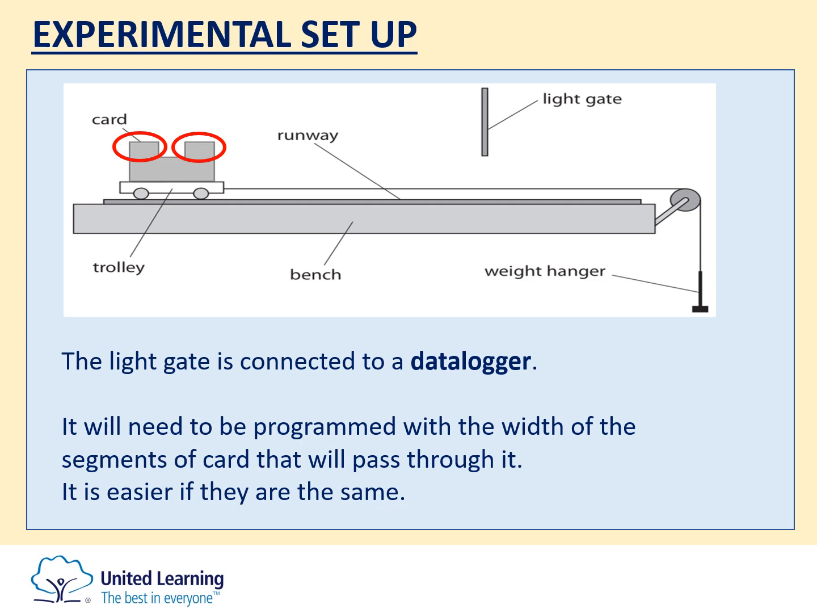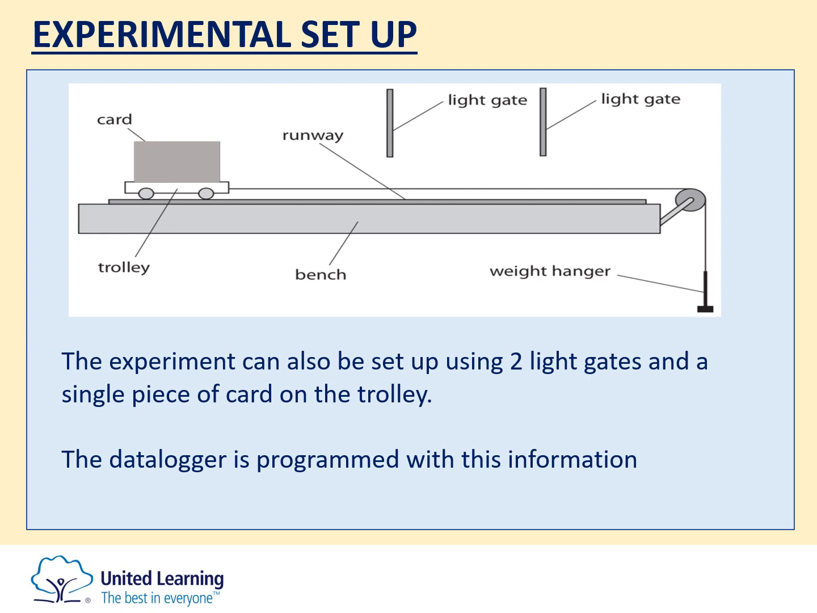So it is important that if you're using a piece of card like that, the card is as symmetrical as possible so that you only have one value to program into your data logger. The experiment can also be set up using two light gates and a single piece of card, so that the first light gate triggers when the card initially passes through it, and the second light gate triggers a few seconds later when the card passes through that one. And again, it needs to be programmed with the width of the piece of card, and it will then calculate the speed and then the acceleration for you. So the data logger is programmed to do all of those things, and you can use this one for either method.